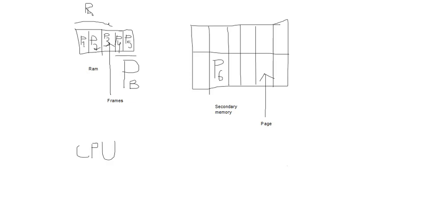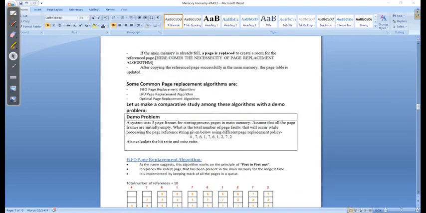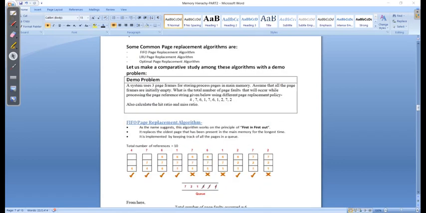Whenever we say replacement, we essentially need some algorithm. Some common proposed algorithms are FIFO, which you know, first in, first out, then LRU, least recently used, then the optimal page replacement algorithm. We will study them one by one. To understand the working behavior of these algorithms, let me fabricate one demo problem.